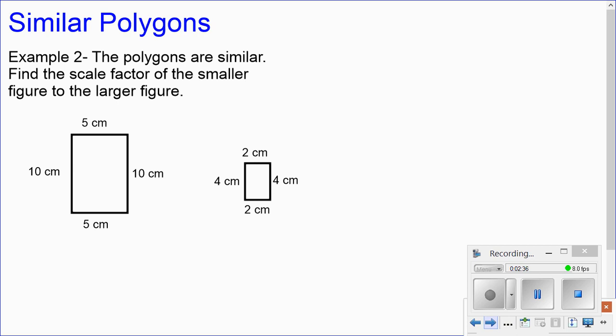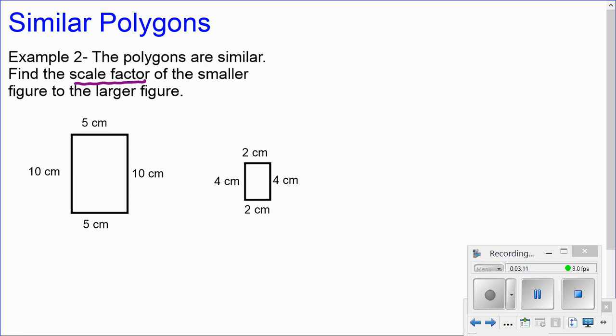Moving right along to the next example. So we have polygons that are similar. In other words, we're being told they are similar, which means all the angles are congruent and the sides are proportional. So we're supposed to find the scale factor of the smaller figure to the larger figure. When they're talking about the scale factor, basically it's just a ratio that's been simplified. So a simplified fraction that relates the one figure to the other. And this says that we're supposed to go from the smaller to the larger. So I'm going to start with the rectangle here on the right.